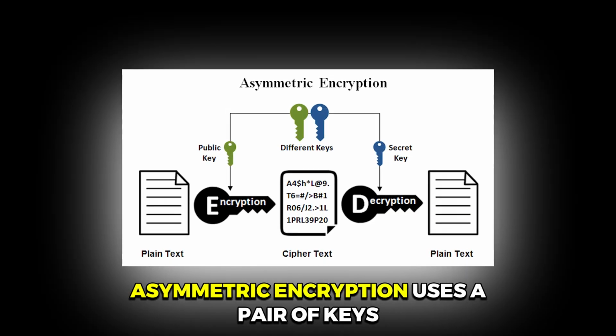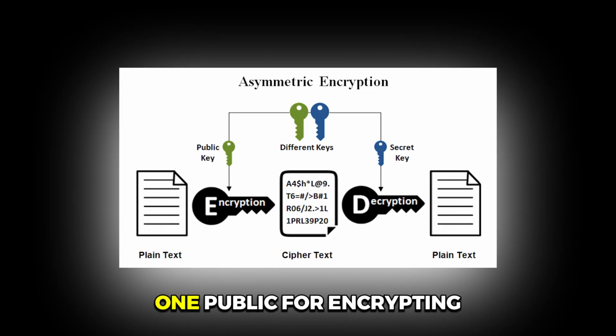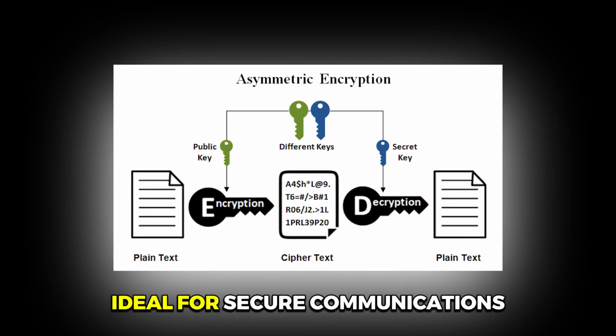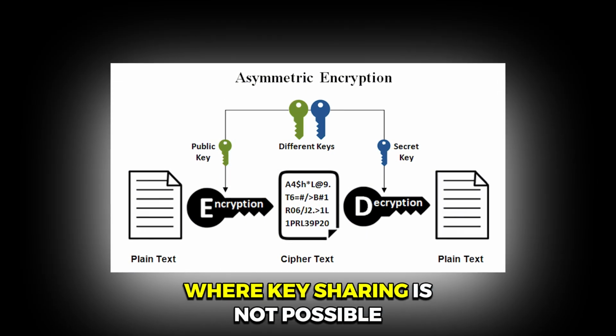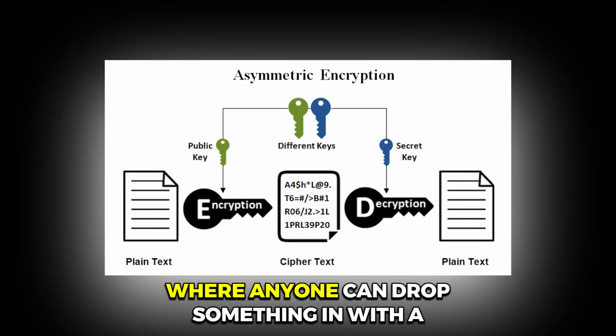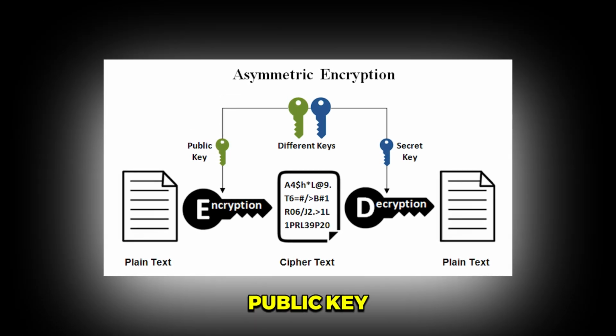Asymmetric encryption uses a pair of keys, one public for encrypting and one private for decrypting. Ideal for secure communications where key sharing is not possible. It's like having a mailbox where anyone can drop something in with a public key, but only you can take it out with your private key.